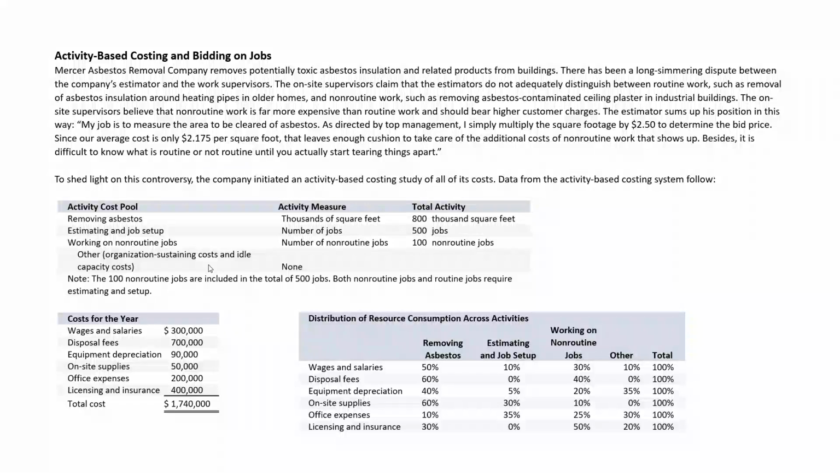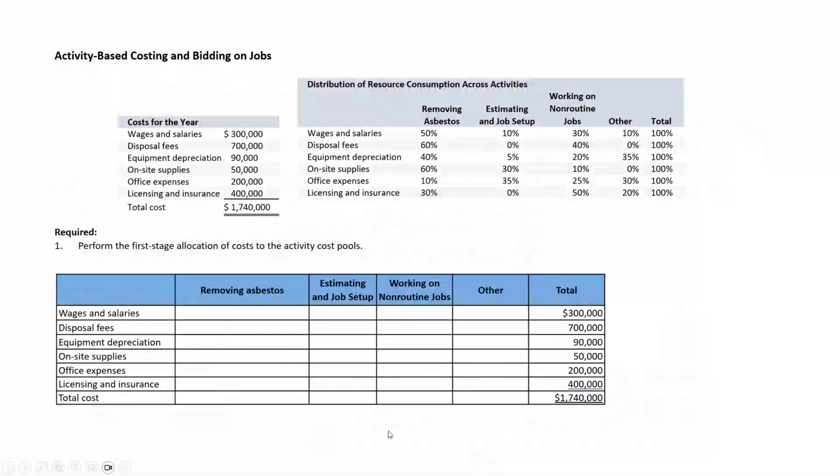Our first task is to take these different elements of manufacturing overhead, for example, wages and salaries of $300,000, and divide it amongst the major activities that we feel are really driving this overhead. For example, talking to individuals in the business, they feel that 50% of wages and salaries is related to removing asbestos, 10% to estimating and job setup, 30% to working on non-routine jobs, and 10% to other.